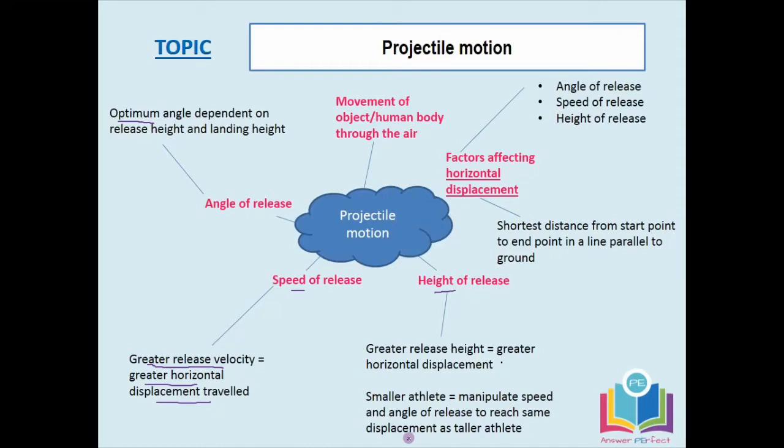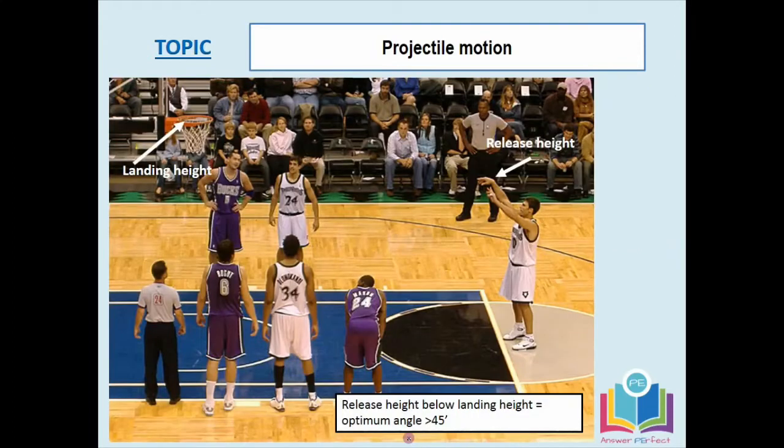So let's have a look in a little bit more detail then. Here's an example: this is a basketball throw. We're looking at what the optimum angle of release is, the optimum angle to throw the object as far as possible. If you ignore wind resistance and gravity, then the optimal angle is always going to be 45 degrees when the release height and the landing height are equal.